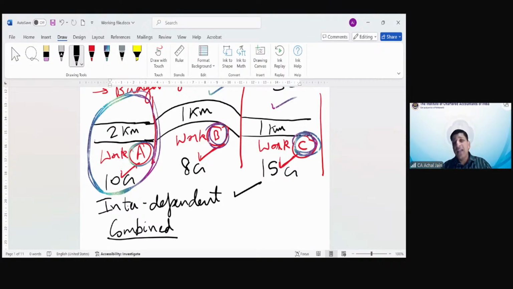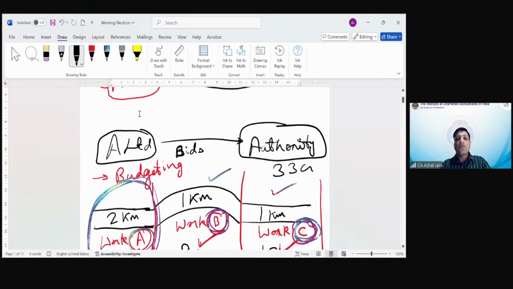Combined means A Limited will consider as if it's a single contract amounting to 33 crore, for which a part is completed. Therefore, a partial revenue will be recognized. Now, the partial revenue can be 10 crore or something else. That is something over which we'll get into our discussion slightly later today. Now, this is what you call combining of contracts.